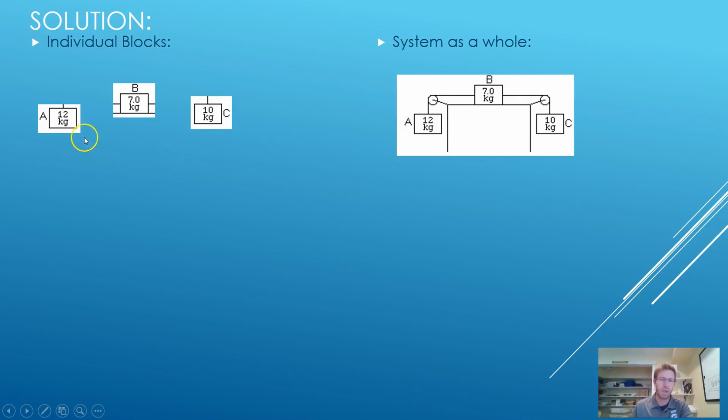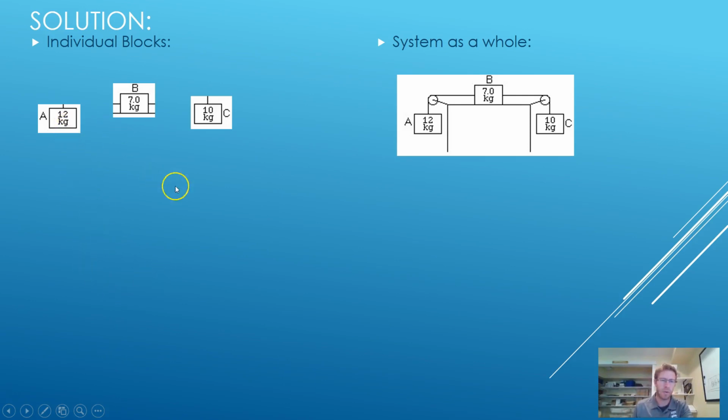So what we're going to do is isolate each mass, each of our objects, and do some of the forces for each of those. But before we do, as we know for the problem-solving steps, you must first draw a picture and draw a free body diagram. So here's our picture. Let's draw a free body diagram.